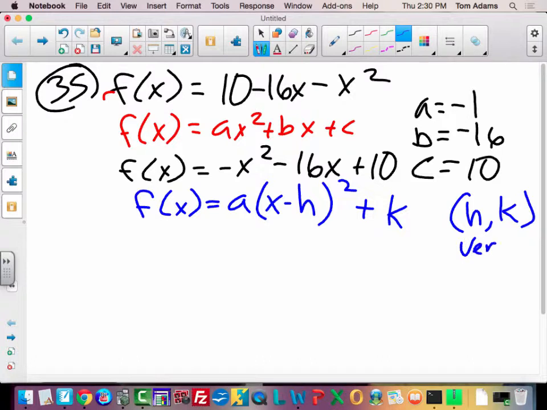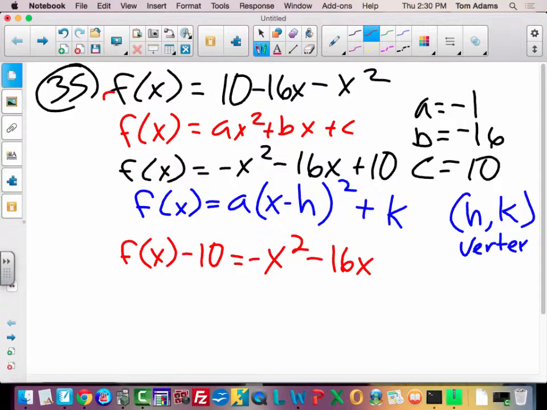So that's the vertex. If I rewrite it this way, I can get the vertex. Now rewriting it that way is pretty easy. First thing I'm going to do is subtract 10 from both sides, which gives me f of x minus 10 is equal to negative x squared minus 16x.